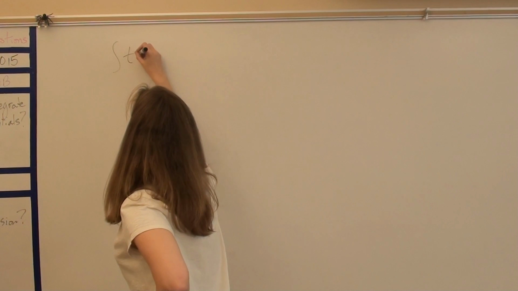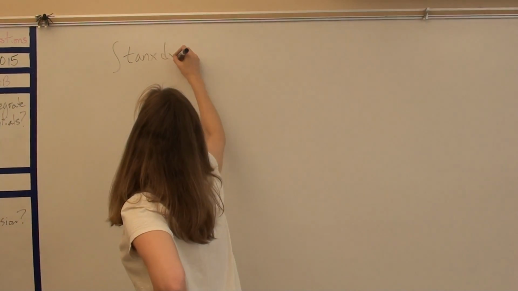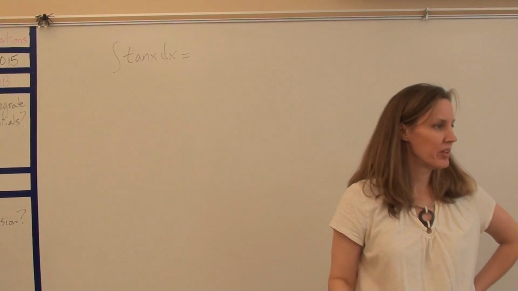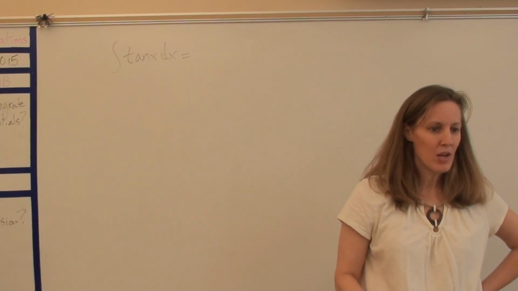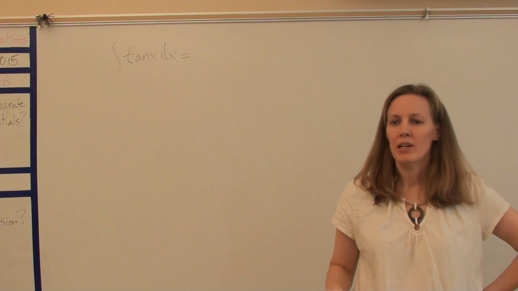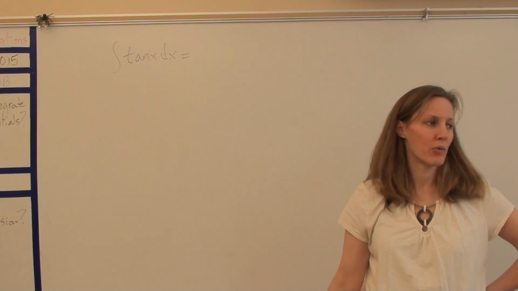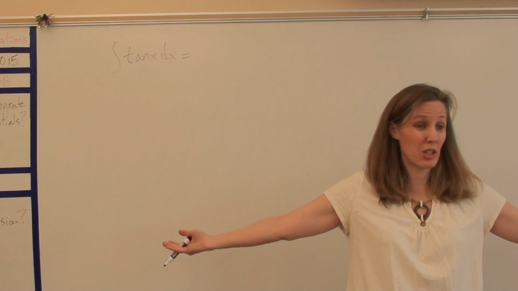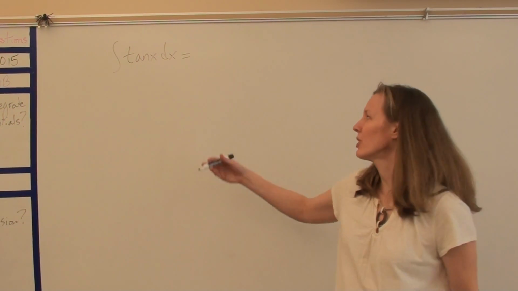All right, so we're going to start with the integral of tan. We're going to derive the antiderivative of tangent. What would you do if you're sitting there looking at the antiderivative of tangent and you didn't know what to do? It's the only thing you could really do. Write it as sine over cosine.